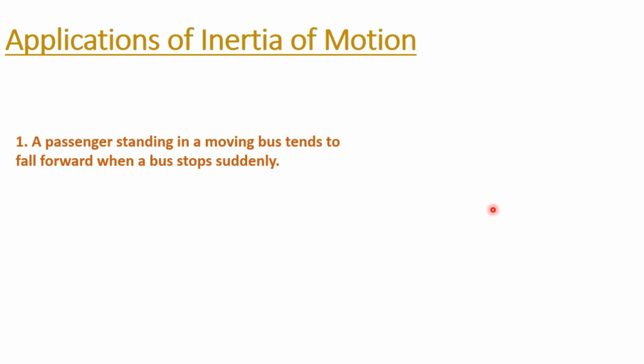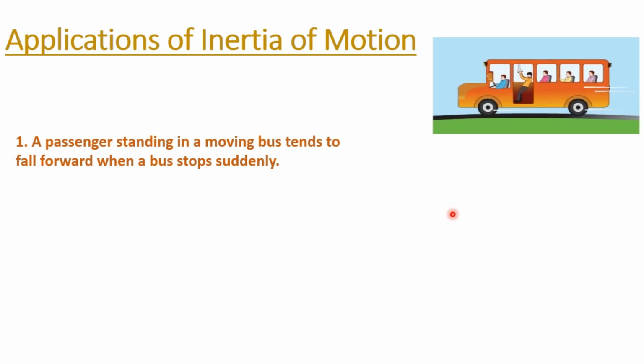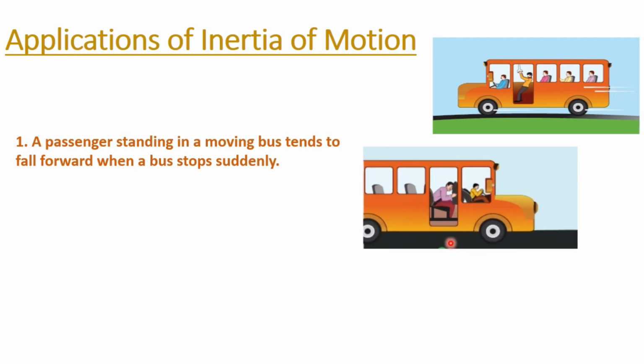Now you can check in this figure, the bus is in which state? The bus is in motion state, and passengers are sitting, as well as some passengers are standing.